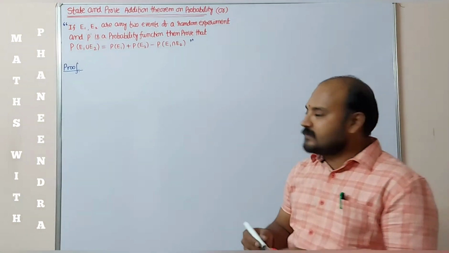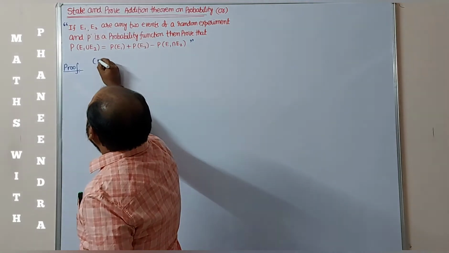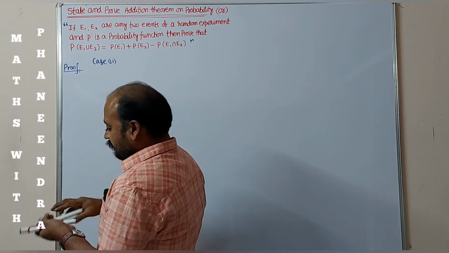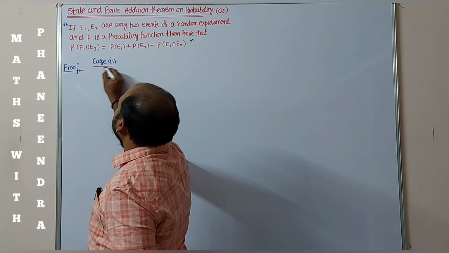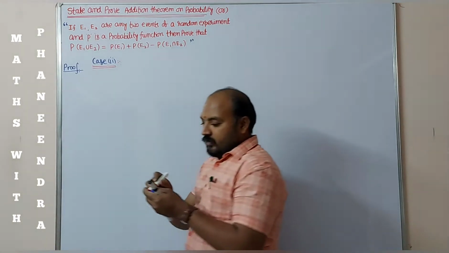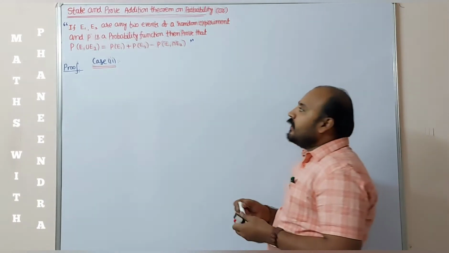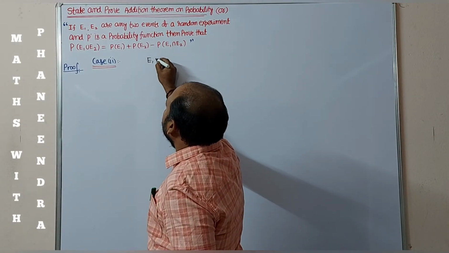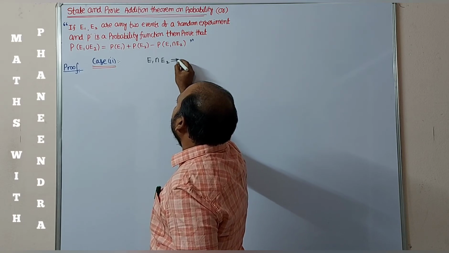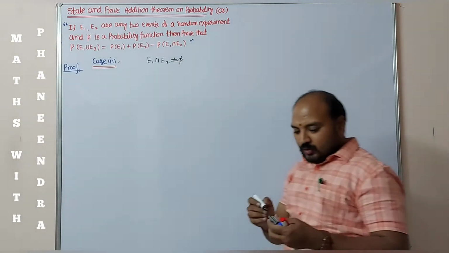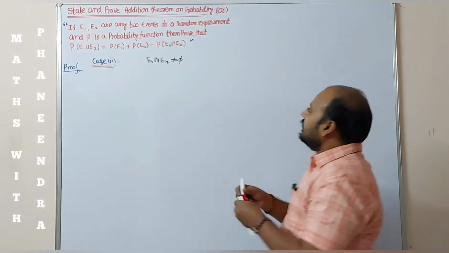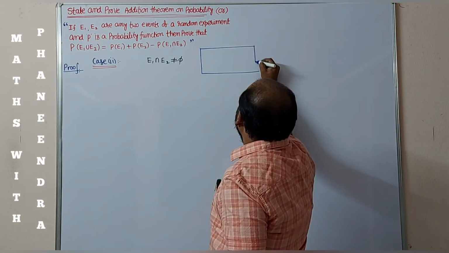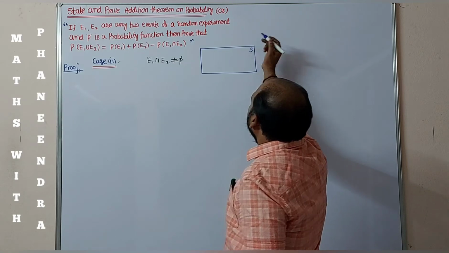In the second case, case 2, E1 intersection E2 is not equal to phi. So the figure will come like this. This is the sample space.